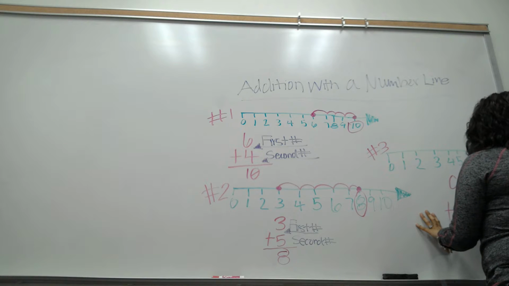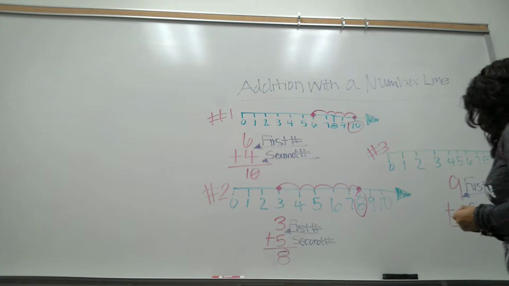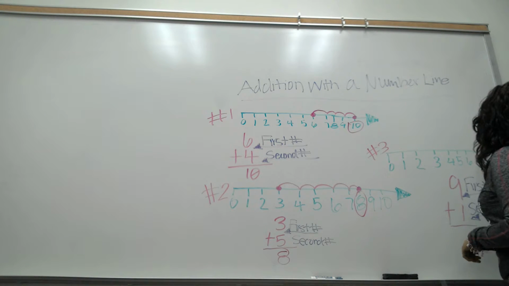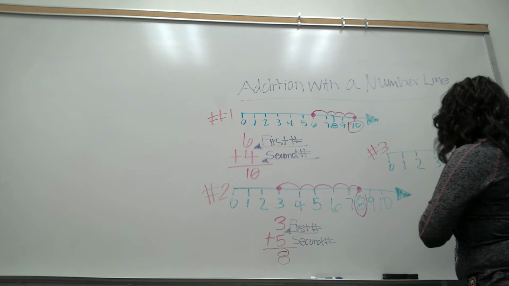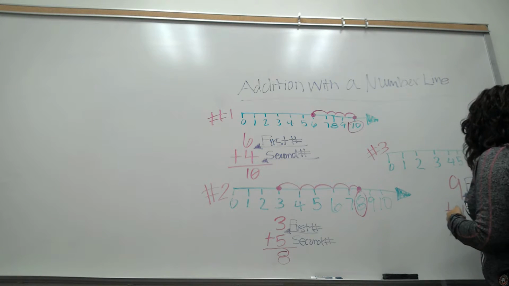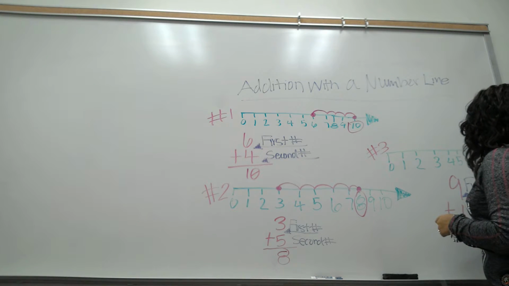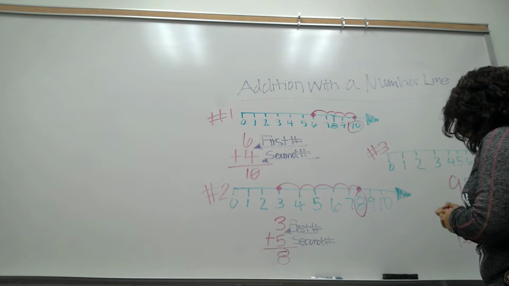Now look at your number line and find the number 9. I want you to draw a dot on it. Now remember, our second number tells us how many spaces to move, so we're going to move 1. So with your pencil, draw a line and move 1 space. You should land on the number 10, and that will be our answer for our third problem.